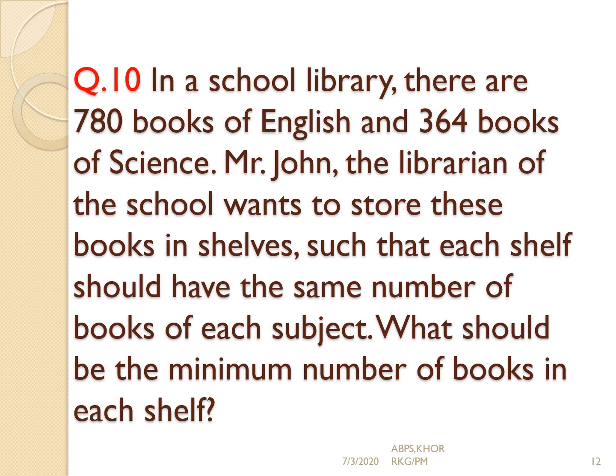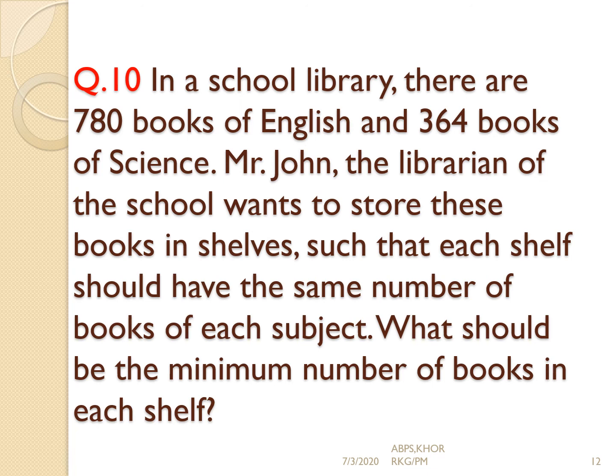Now come to question number 10. In a school library, there are 780 books of English and 364 books of science. Mr. John, the librarian of the school, wants to store these books in shelves such that each shelf should have the same number of books of each subject. What should be the minimum number of books in each shelf?